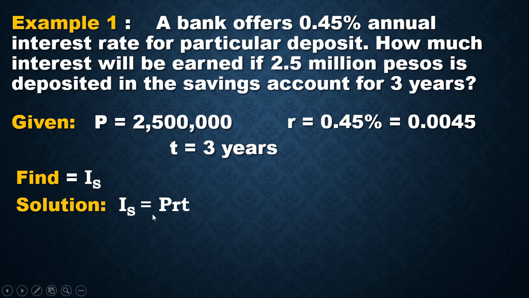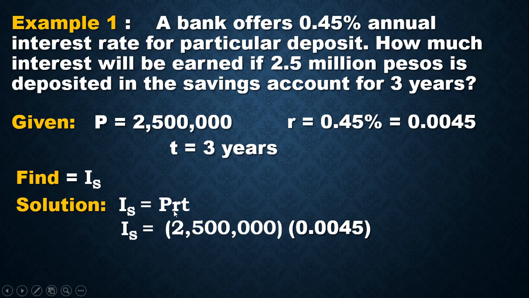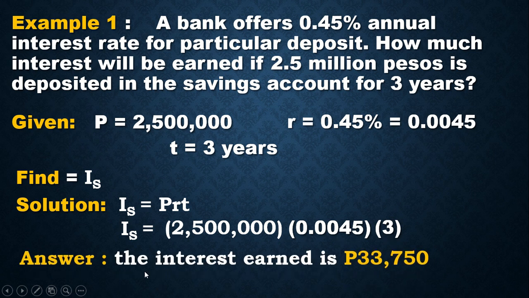Solution. Simple interest is equal to PRT, and then we have to substitute the P or the principal. So 2.5 million. Substitute natin yung R or the rate, which is 0.0045. Ito po siya. Substitute natin yung T or term, that is 3. Now let us multiply the principal, the rate, and the term or time. So, ang simple interest na makuha natin is 33,750. Again, paano nakuha itong simple interest na ito? Minultiply po itong tatlo. The principal, the rate, and the time.